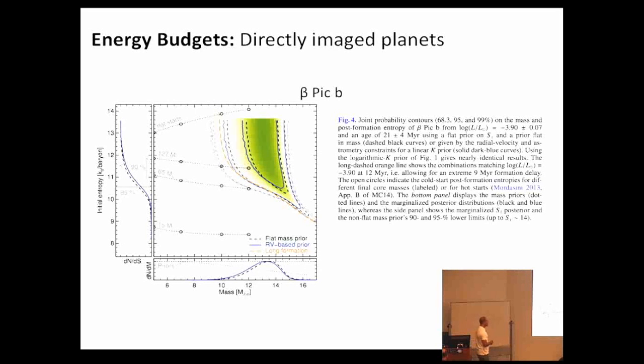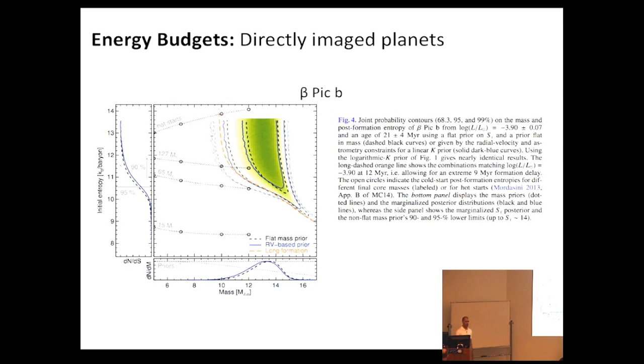Talking now about the energy budgets of directly imaged planets, I'm throwing this figure up here, and I'm not really an expert in this area, but I did find it extremely interesting. This is a plot for a directly imaged planet, Beta Pictoris b, where they've taken GPI spectra, inferred the surface gravity and the effective temperature of the planet, and then used that to compare with evolutionary models where they try to estimate the mass of the planet and also the initial entropy of the planet.